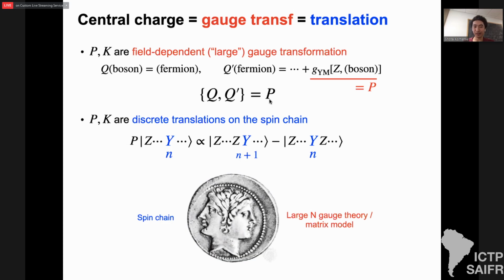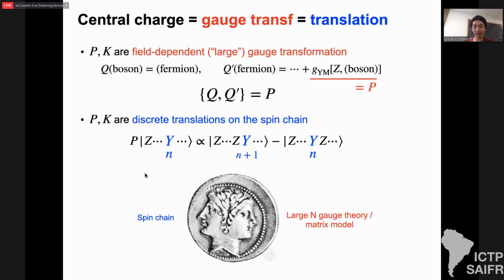And interestingly, these P and K also have an interesting interpretation on the spin chain picture. In order to see that, we just need to take this definition of P and then act it on a spin chain state, which consists of a bunch of Z and one Y. And because it's a commutator, if it acts on Z, you just get 0. So the non-trivial term only comes from the action of P on Y, which is given by this. And as you can see, this is nothing but a discrete translation.